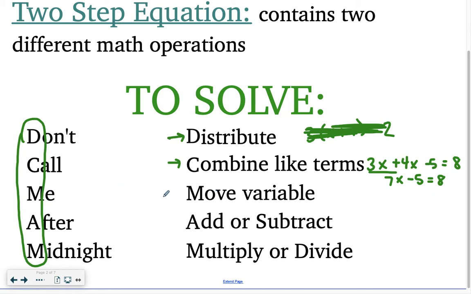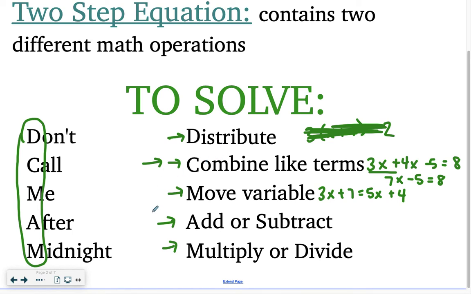Okay? Move variable. This is something that we're going to end up doing more over the next couple of days rather than today. Moving the variable is for the times where you have, say, a variable on both sides of the equal sign. Like I said, we're not really going to worry about that one too much today. Today you're mainly looking out for combining like terms first, and then you will add or subtract next, and the last thing you do is multiply or divide to get your variable by itself, okay?